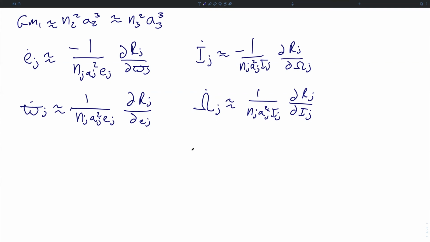But here's where we run into a problem. Each of these has a denominator term of eccentricity or inclination. When any of the eccentricities or inclinations in our system go to 0, these all blow up and we have singularities. So instead, we are going to define a new set of coordinates based on the components of the eccentricity and inclination vectors.